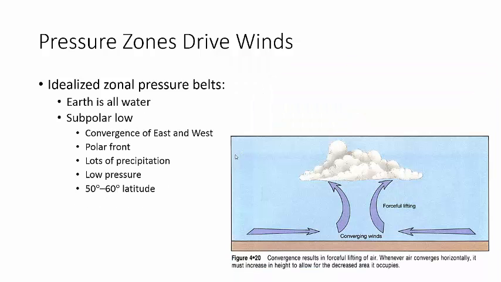Lastly, you have the subpolar low. Even if you like the cold, this is not the place to go. Why? Because low, right? Low pressure, lots of precipitation, lots of clouds. And again, it's another convergence.